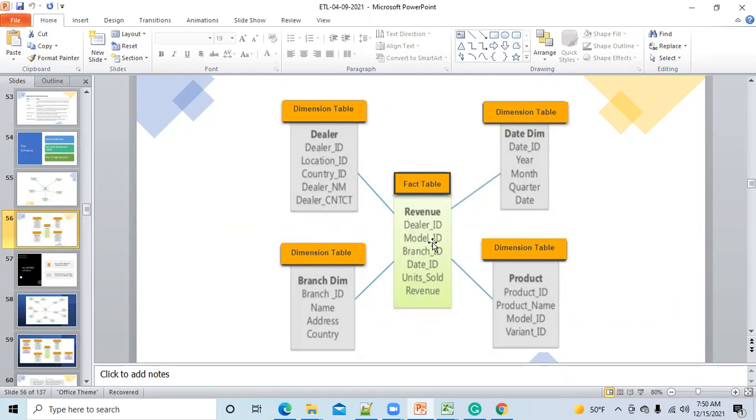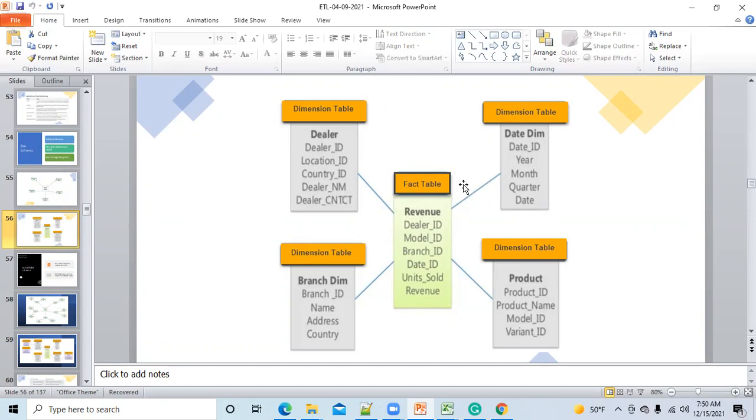You have dealer ID, model ID, branch ID, date ID, units sold, and revenue. So this table gives you information about dealer ID, model ID, units sold and revenue: how many units were sold, and what is the total revenue. Then for the dealer ID, you have this dealer table. This dealer table has a dealer ID, location ID, country ID, and you can see the dealer name and dealer contact.